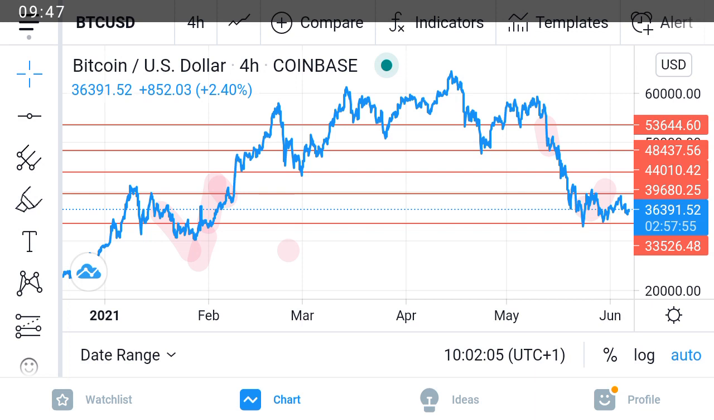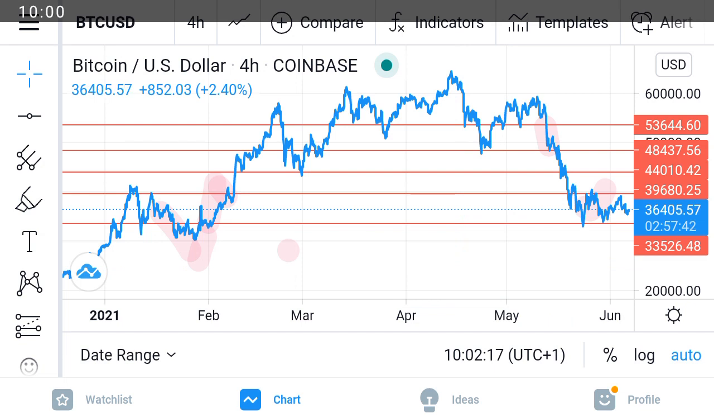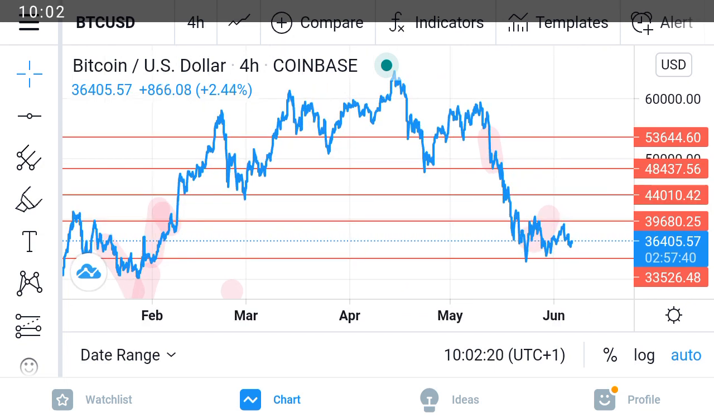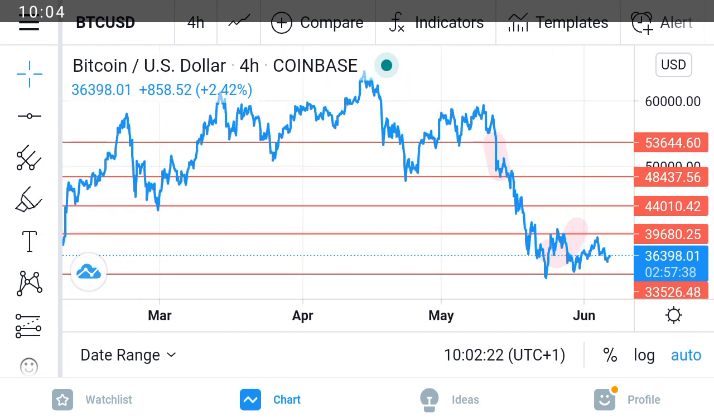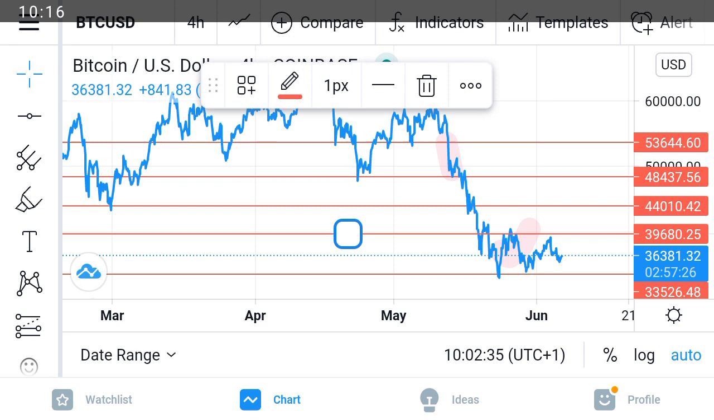People are more likely on this line to buy when the price gets down to this support. So people are more likely to buy on this support, and people are more willing to sell on this resistance. All right, so that's just what support and resistance is.